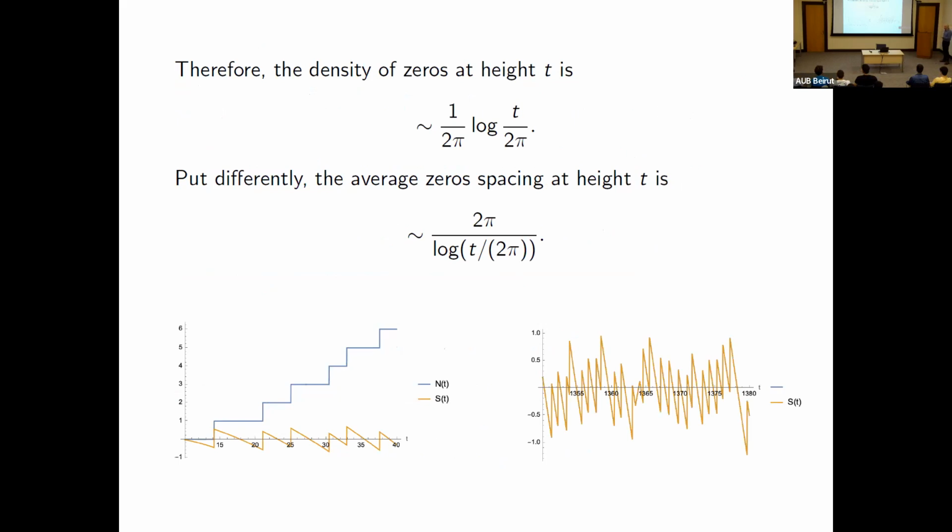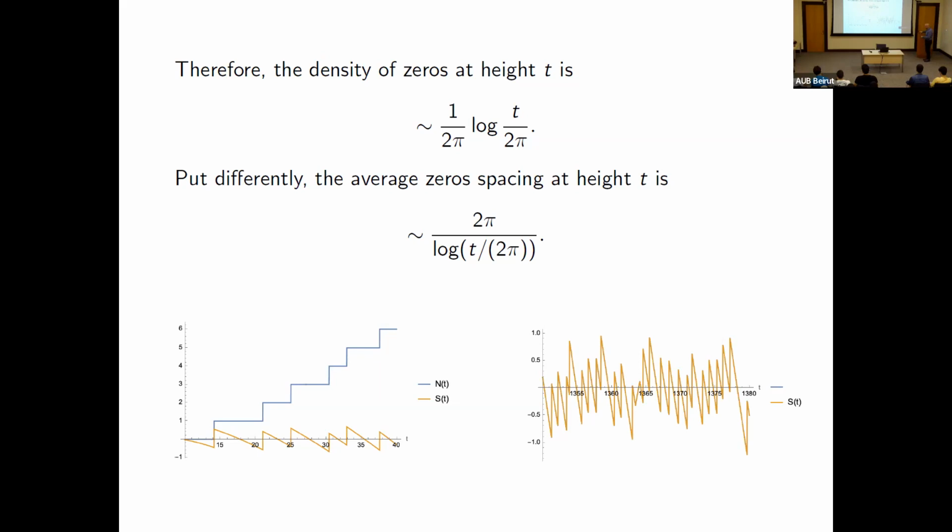Right, and from this you can get the average spacing just by taking 1 over this quantity. So if you look at high t, then the average spacing would be 2 pi over log of t. So the average spacing is decaying with t, like logarithmically, not very fast, but logarithmically. The zeros are getting denser. And you can visualize this.